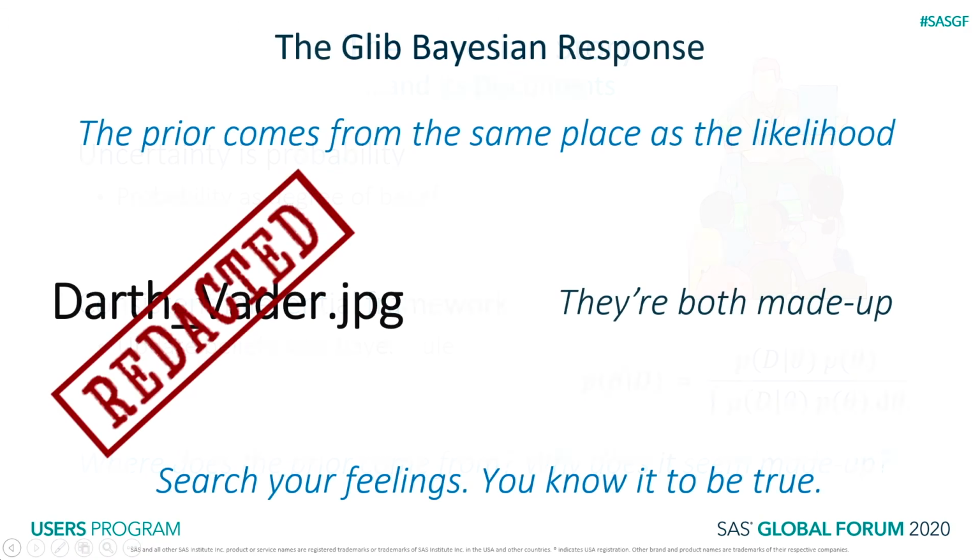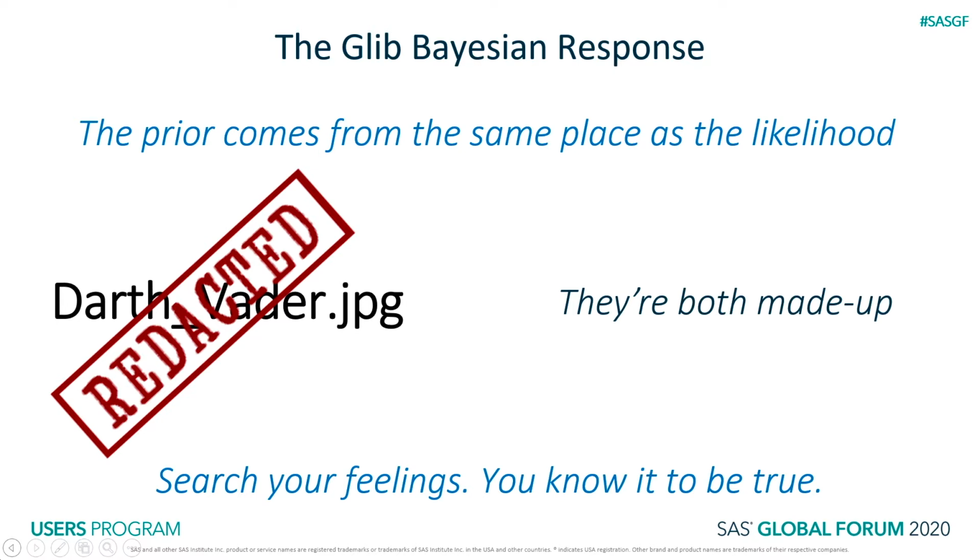What is it? Well, there is a glib Bayesian response to this. Best represented by redacted Darth Vader here. Apparently Disney would not give us the rights to use his image. I guess they don't care about Bayesian statistics very much. You know what? Sucks for them, I guess. But in any case, the glib response is that the prior comes from the same place as the likelihood. They're both made up. And that's true, I think, but it's not necessarily a helpful response because you still have to choose the prior at the end of the day.